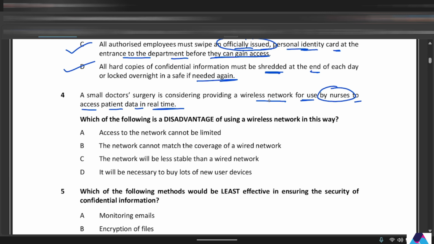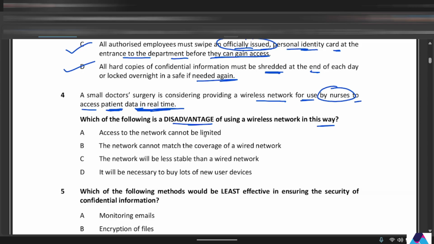And they are providing a wireless network for their nurses. So it's for the internal staff, right? To assess the patient's data in real time, right? Now they're asking which of the following is a disadvantage of using a wireless network in this way? Option A says access to the network cannot be limited.